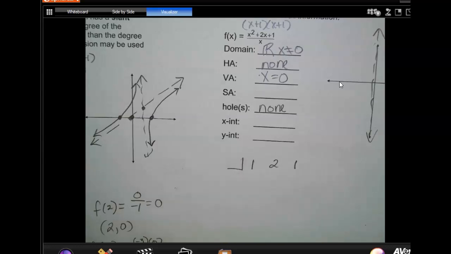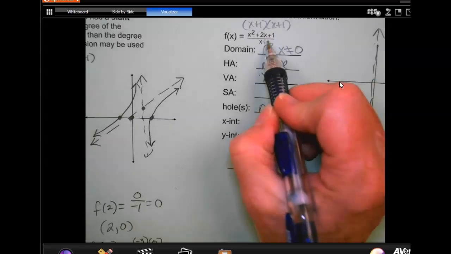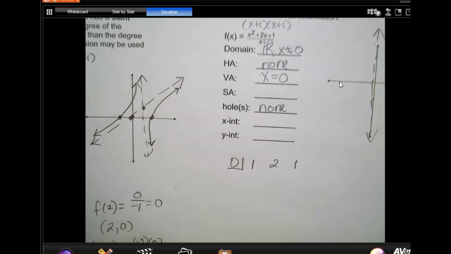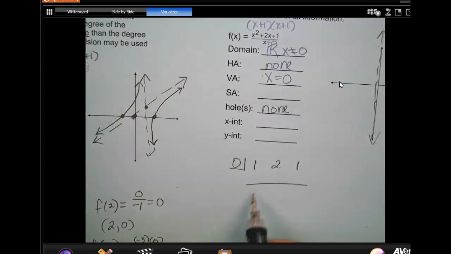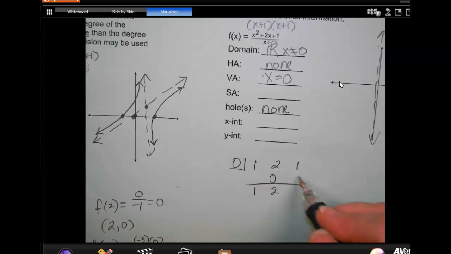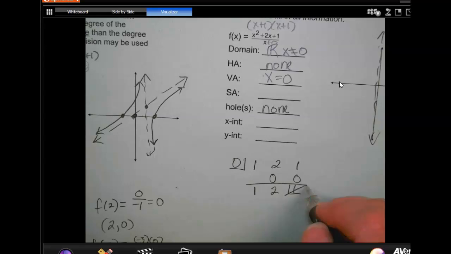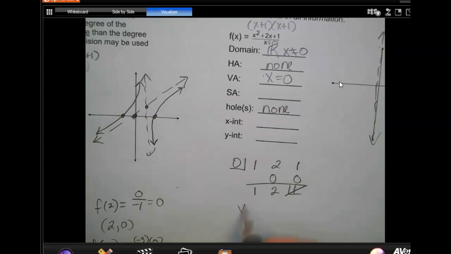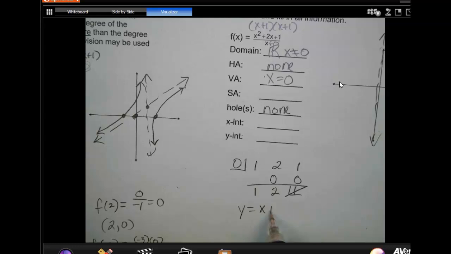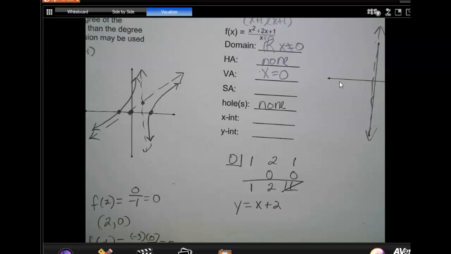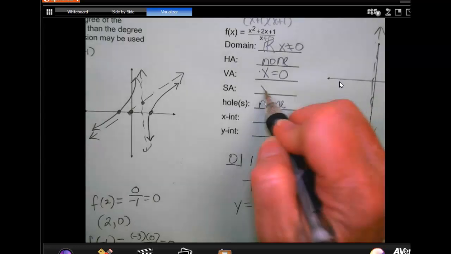And y'all, what factor am I checking? I'm checking 0, right? This is x plus 0 on bottom. So we're checking 0. I'm going to bring the 1 down. That gives me 0. I'm going to add. When I add, I get 2. 2 times 0 is 0. And I get 1. Do we care about the remainder? We do not. So I'm going to get y equals x plus 2. So this is your slant asymptote.